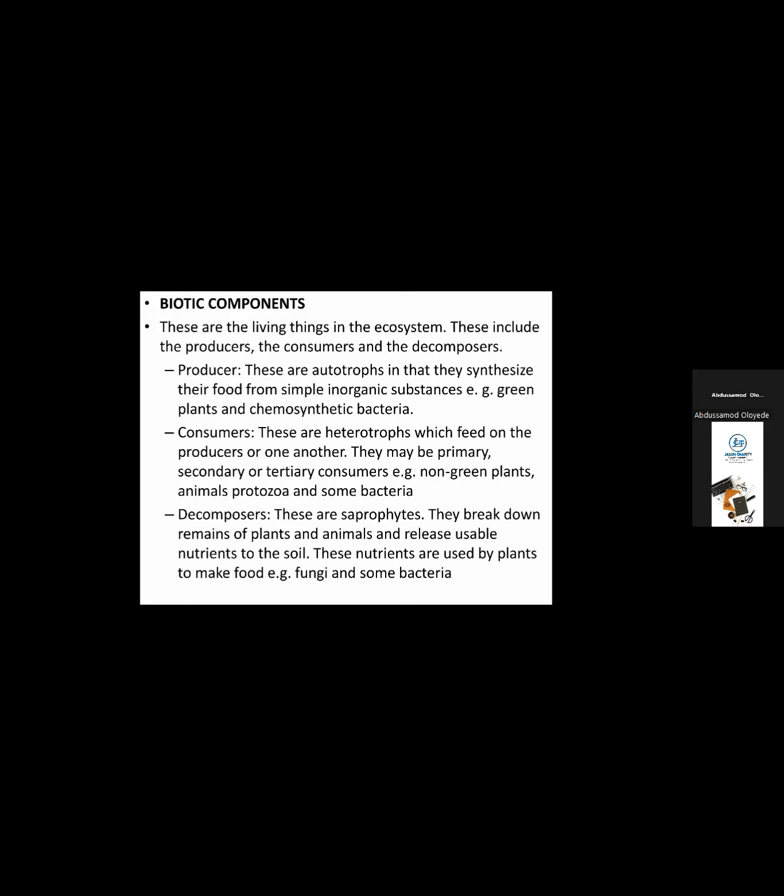The last part of the biotic components are the decomposers, the saprophytes. They are organisms that feed on dead, decaying matter or remains of plants and animals. By so doing, they release nutrients to the soil. Examples are the fungi and some bacteria.